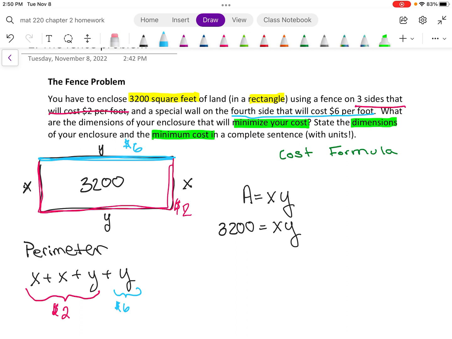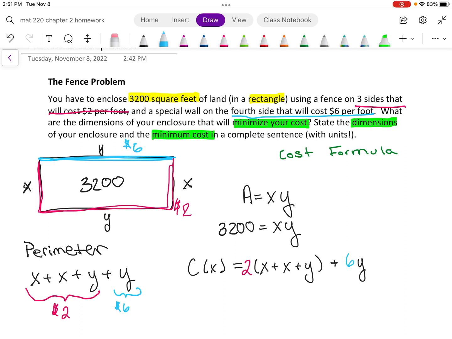So when I go to write my cost function, so I'm going to do C for cost, I have X plus Y costing $2 per square foot. So it's like that total length times 2. And then that gets added to that Y length, which is times the cost of 6. And so this would get me my sort of total cost for fencing that rectangle.